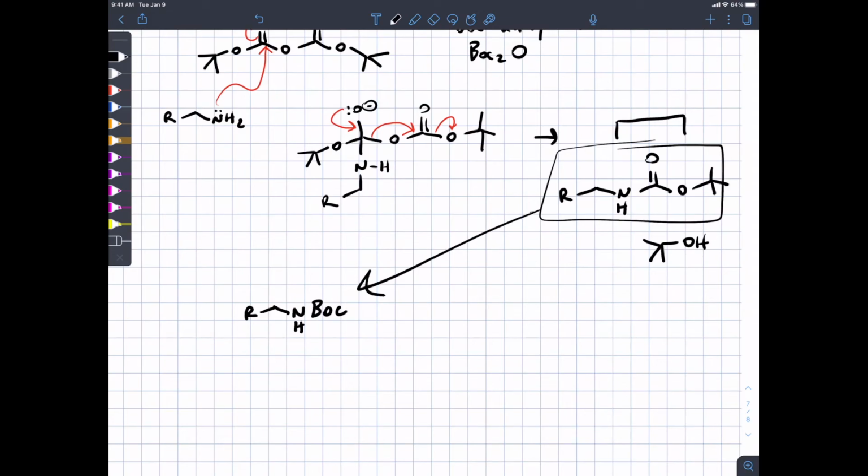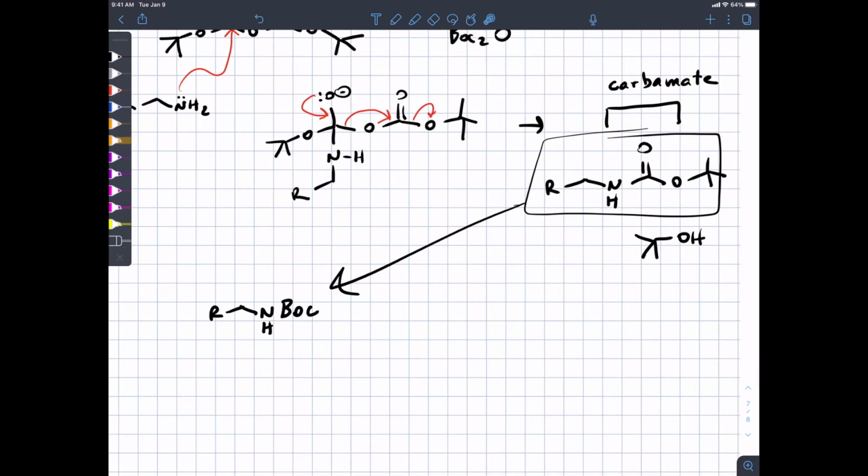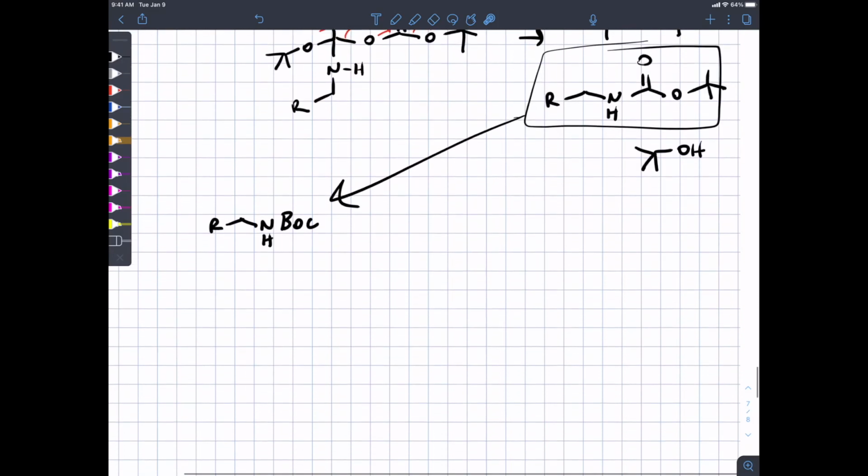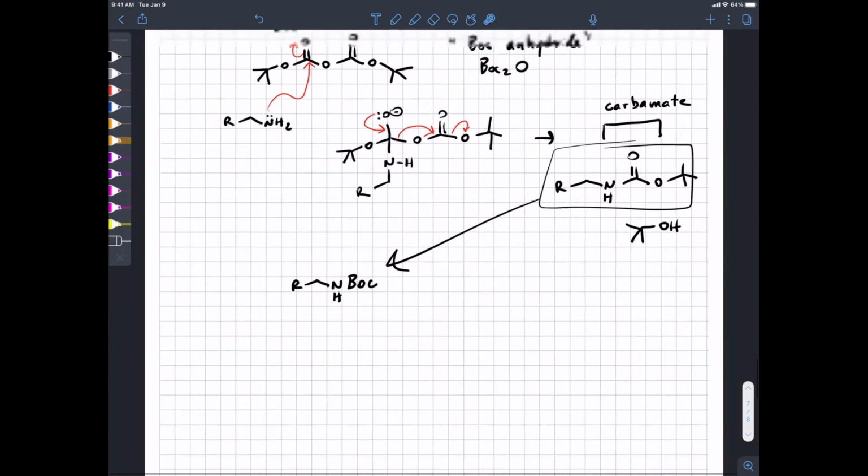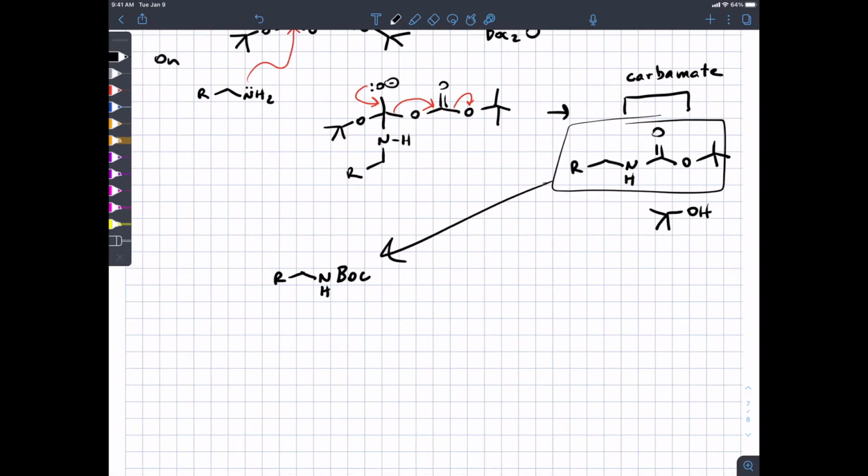This functional group is called a carbamate, and it's a really useful functional group. Basically the idea is you have something attached to the oxygen that can be removed, and as soon as it gets removed, you have a CO2 that's just ready to come off. Let me show you how the deprotection reaction works for Boc.